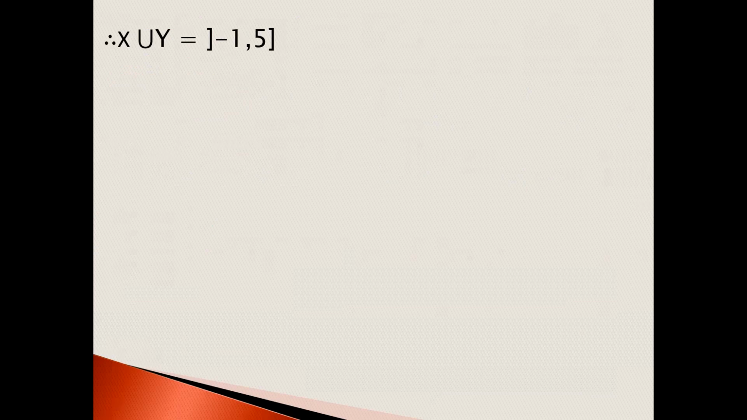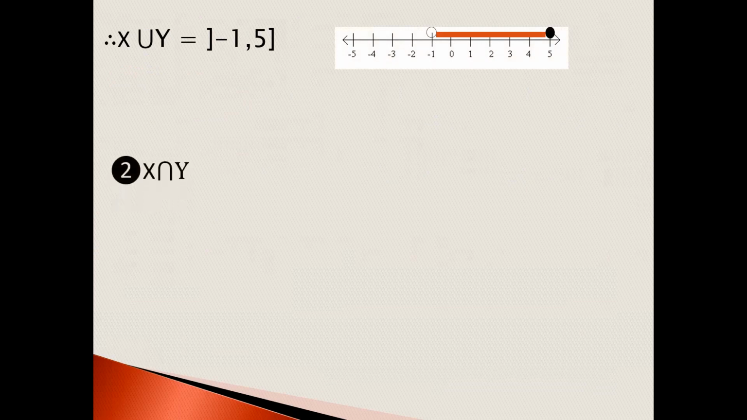I make the union between x and y. I'll take the first number in x and the last number in y. On the number line, negative 1 and 5, I find that the numbers between negative 1 and 5 are included in x or included in y, so I make it a union.